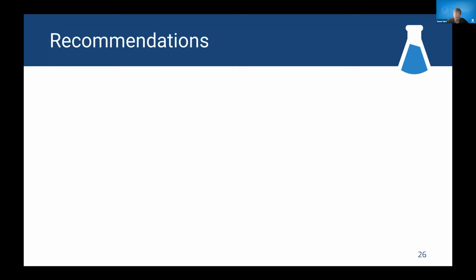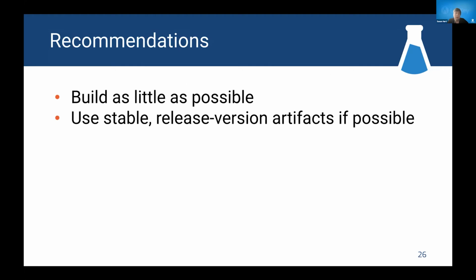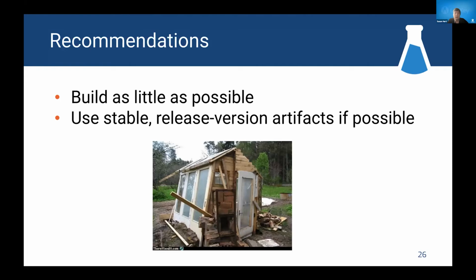So my recommendations for you are to try to build as little as possible. You are building all the time, and so making that as quick as possible will just make you more efficient. And I would also recommend that you try to use stable release version artifacts if possible. Building off of the nightly snapshots that we produce can sometimes produce a little instability in your world. We don't try to publish things that look like this, but it can happen. And so only if you really need to be on the cutting edge would you want to do that.